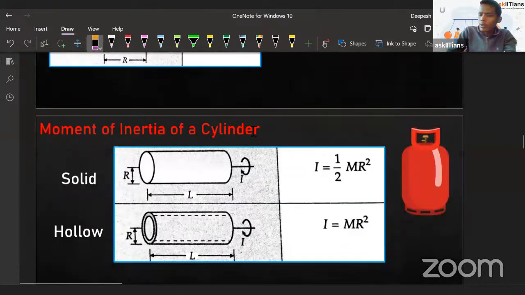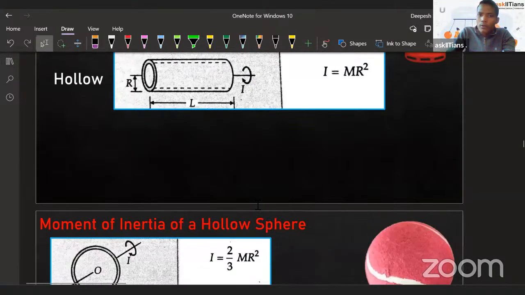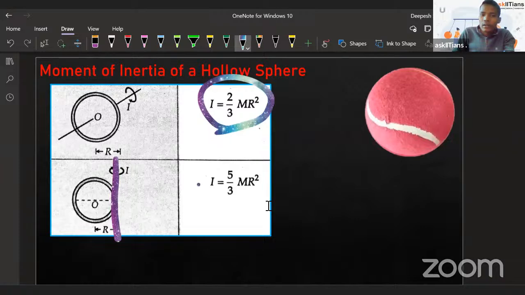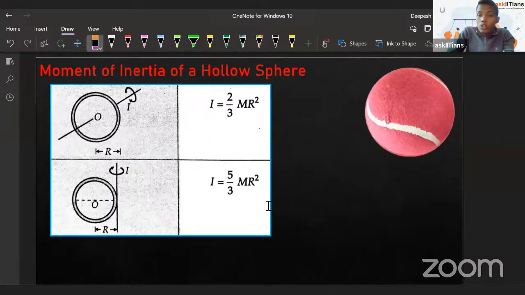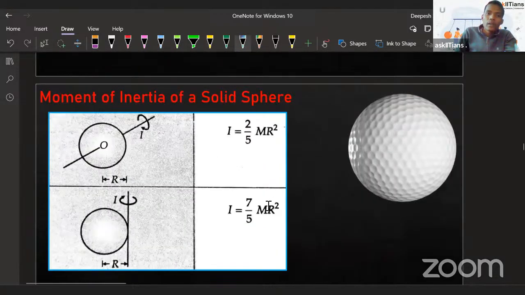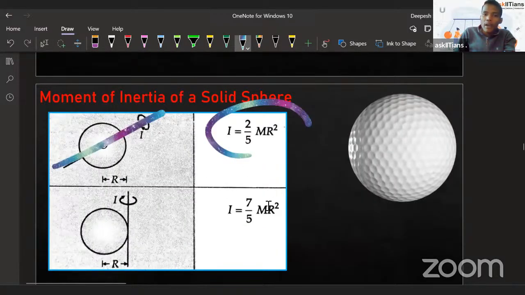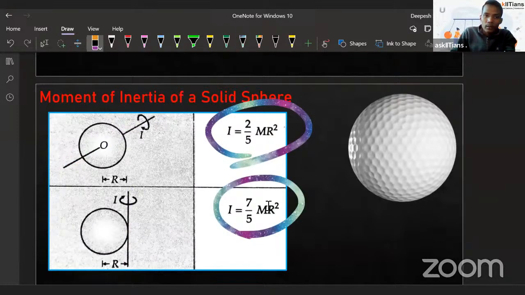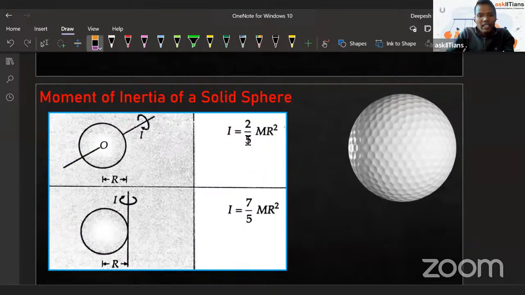Similarly, you will do it for a cylinder. Then we will do it for a hollow sphere as well. So for a hollow sphere, 2 by 3 mr square. For the tangent, 5 by 3 mr square. Then we go on to a solid sphere. A solid sphere passing through the center, 2 by 5 mr square, passing through the tangent, 7 by 5 mr square. That's it.